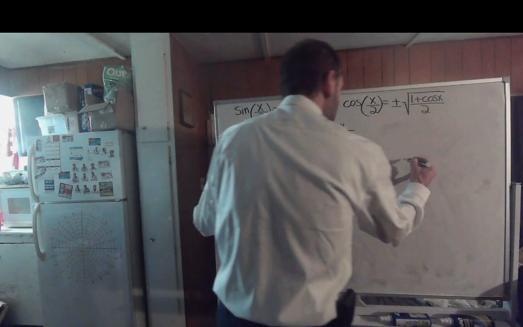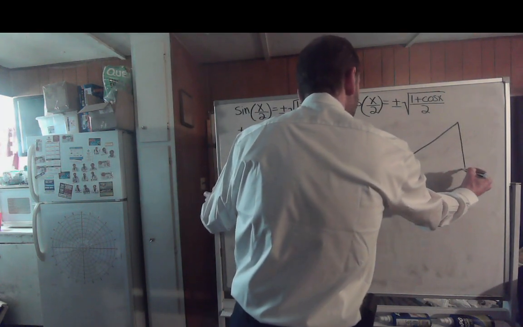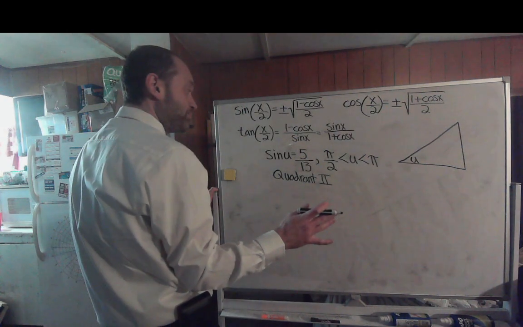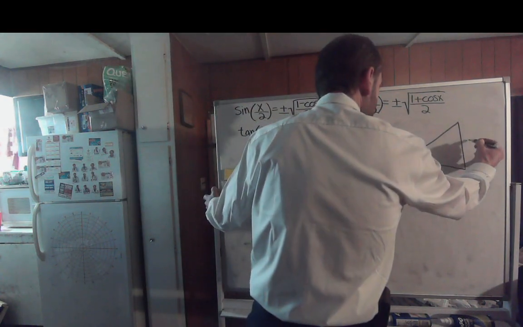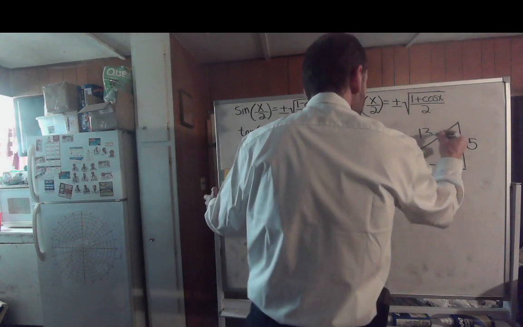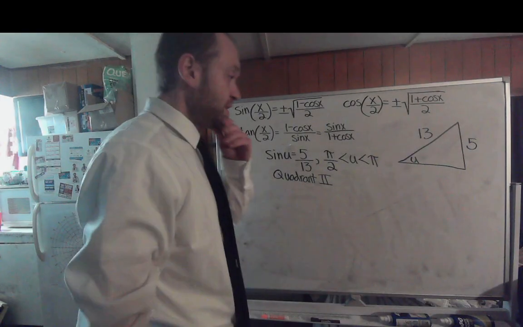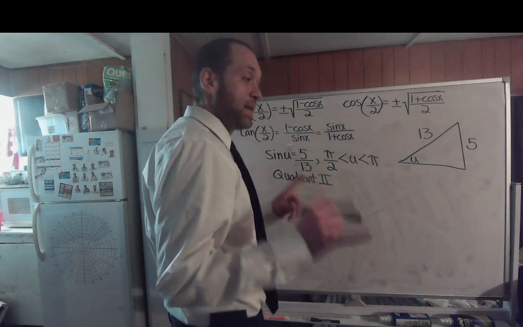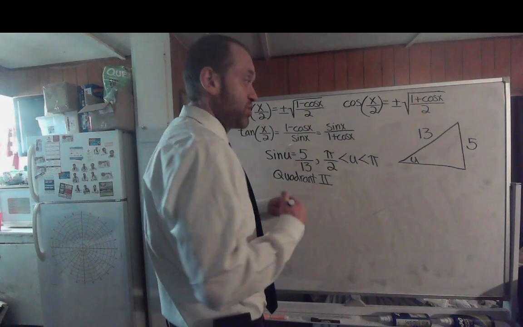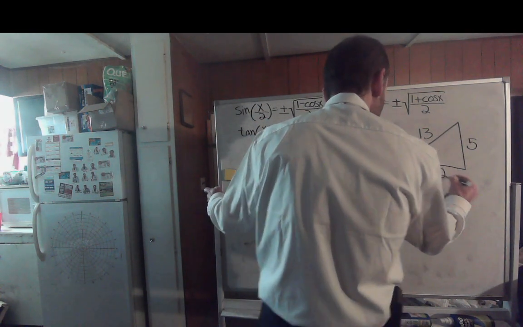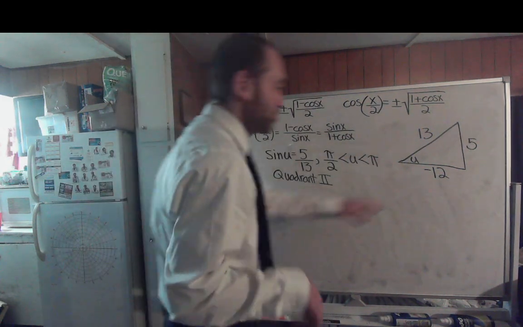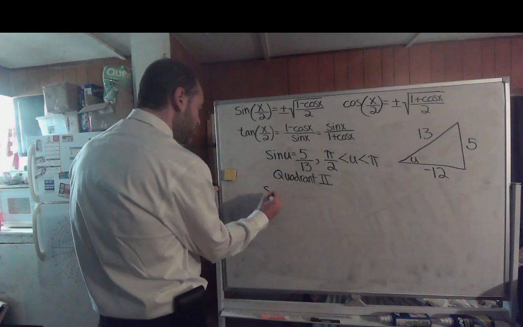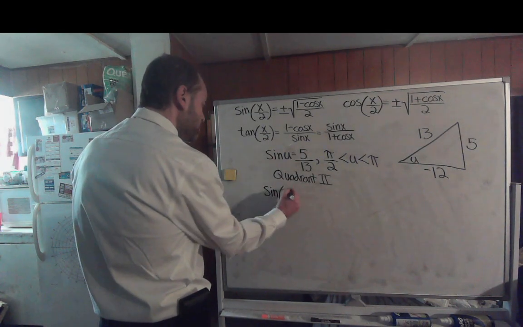Alright, so why don't we draw our triangle here? We'll call this angle u. You have a positive sine, which makes sense since we're in the second quadrant, 5/13. If you use the Pythagorean theorem, you would get that this side is 12, which would be your x length. But you're going to have to negate that x since you're in quadrant 2, so this side would actually be negative 12. You would just take the negative root, which would give you negative 12. Alright, so now let's start by finding the sine of u over 2.